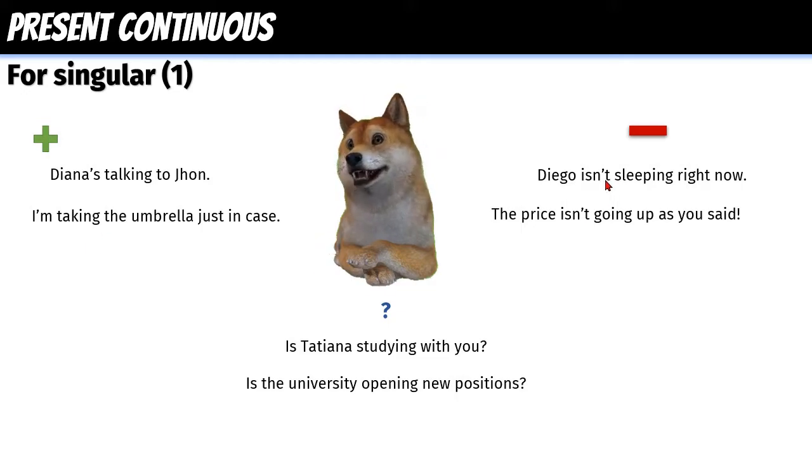For the negative, the verb to be is the one in charge of including not. Okay, so Diego isn't sleeping right now. The price isn't going up as you said. So you see, to be, ing.